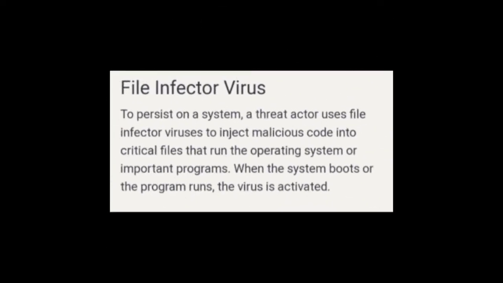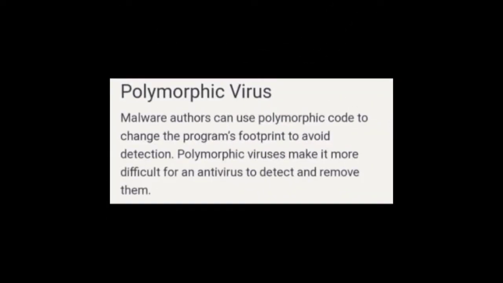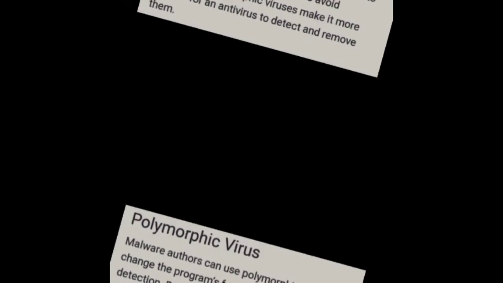File infector virus. To persist on a system, a threat actor uses file infector viruses to inject malicious code into critical files that run the operating system or important programs. When the system boots or the program runs, the virus is activated. Polymorphic virus. Malware authors can use polymorphic code to change the program's footprint to avoid detection. Polymorphic viruses make it more difficult for an antivirus to detect and remove them.